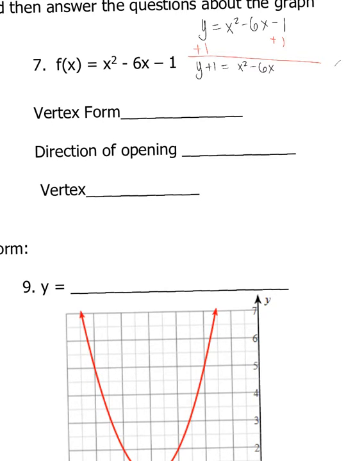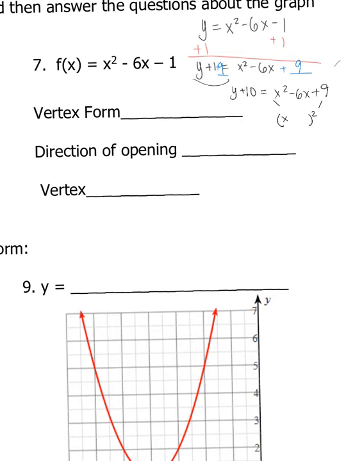We can go ahead and add our blanks and then fill them in by taking the middle number and dividing it by 2, so that's negative 3. And then if we square that, that's positive 9. We're going to add 9 to both sides of this equation. So that means on the left-hand side, I have y plus 10, and on the right, I have x squared minus 6x plus 9.